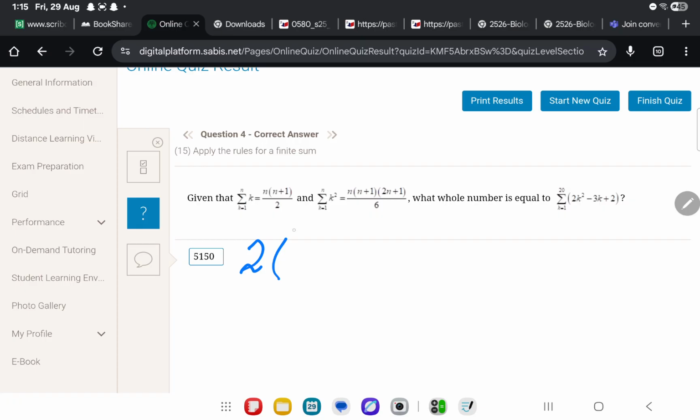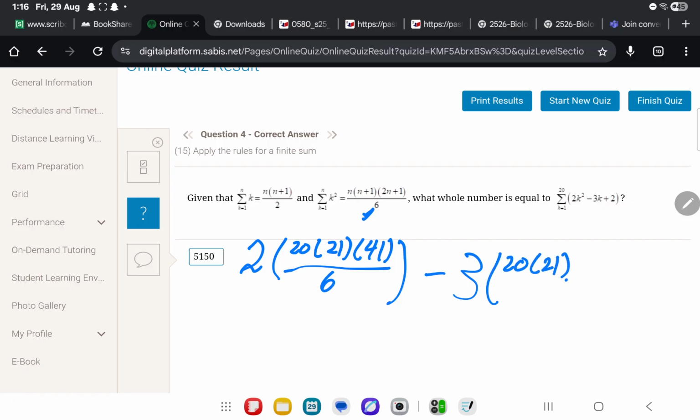So it's going to be 2 into 20, 21, then 2n plus 1, 41 over 6 plus, again, because my working went away, I'm just rewriting it. But instead of writing n into n plus 1, so substituting n for 20, I'm just substituting and multiplying directly to save space. So minus, sorry, this is going to be a minus 3 into 20 into 20 plus 1, which is 21, over 2 plus, we said it was 20 times 2, which is 40.